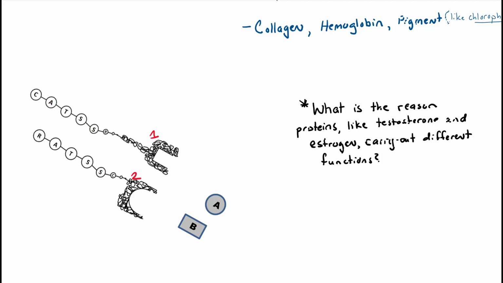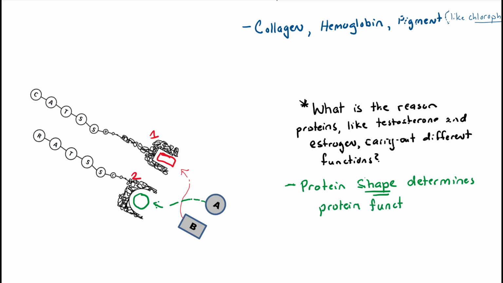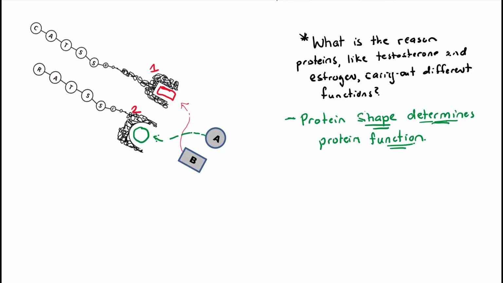What's the function of protein 1? It takes in molecule B. Protein 2 takes in molecule A. How did you know what the function was? The shape. The shapes match. So protein shape determines the protein function. Meaning molecule B would only go into 1 and molecule A will only go into 2.